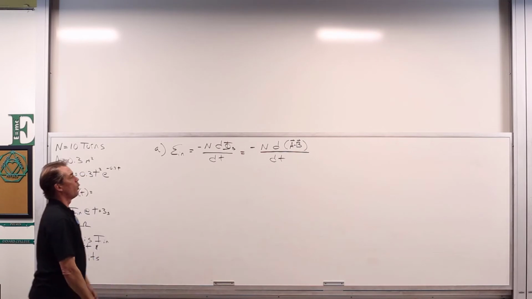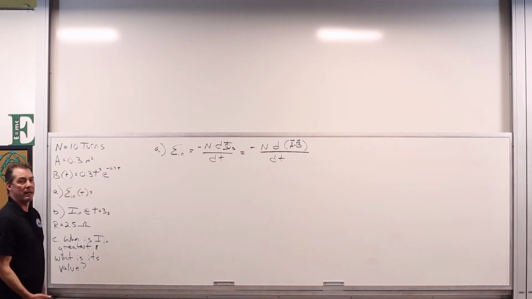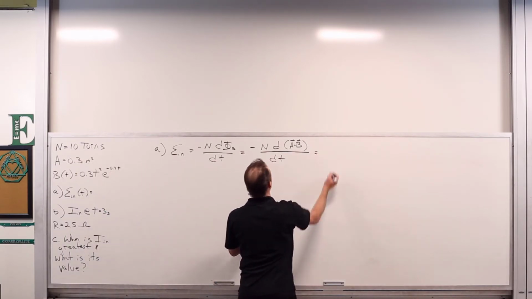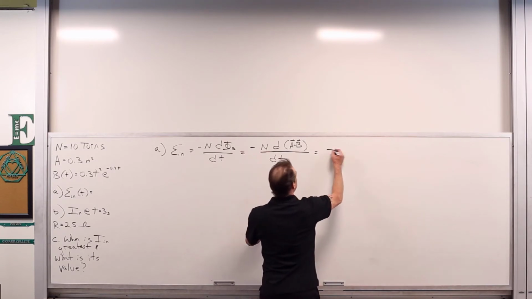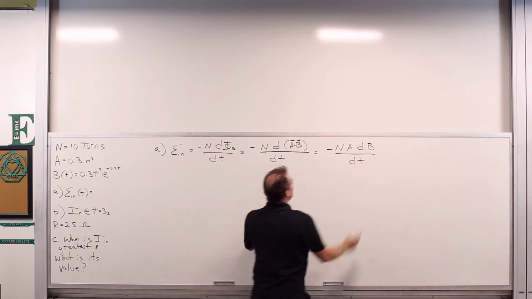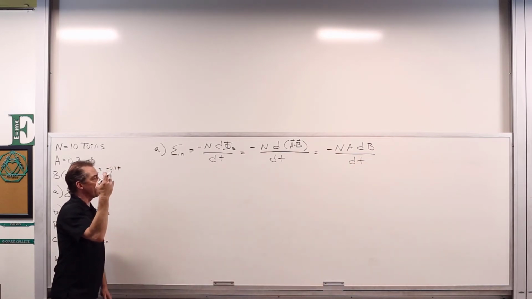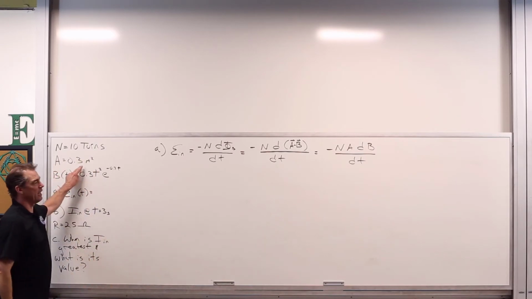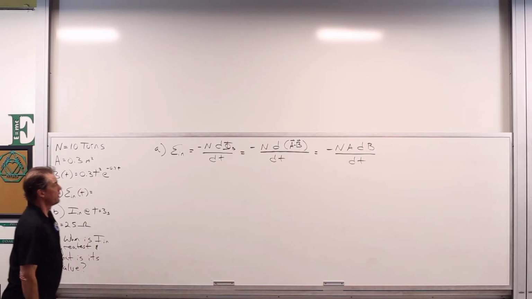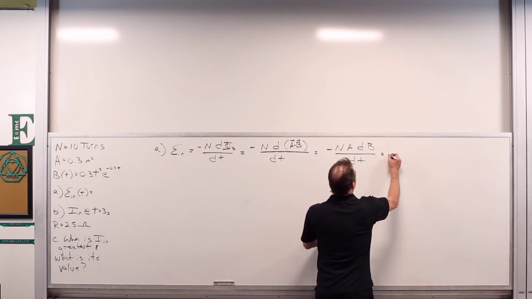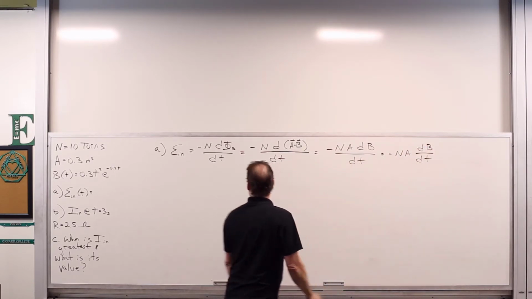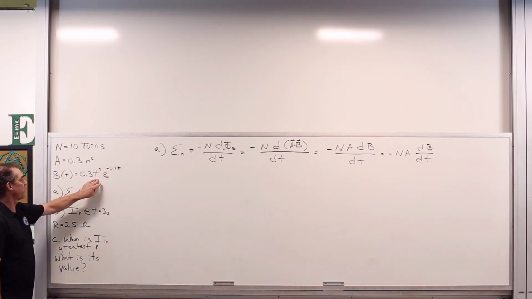We're already told that the magnetic field is perpendicular to the plane of the area, so the dot product vanishes, and we are just left with this being equal to, we can write this, negative N A dB by dt. Why can I take that A up front? Because A is constant. We're not changing the area with respect to time, only the magnetic field is changing with respect to time. So we are left with negative N A dB by dt, where B is, in fact, this as a function of time.